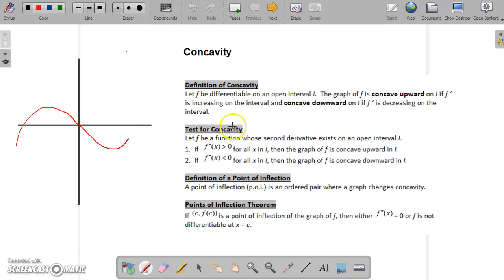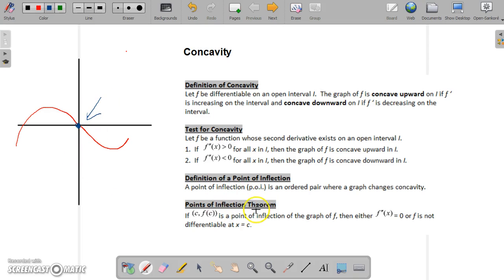So when you're testing for concavity, you're going to use the second derivative, instead of the first derivative like we did for relative max and mins. If the second derivative is greater than 0, then we have a concave upward situation on the interval. If it's less than 0, then we have concave downward in that interval. And the point of inflection is where concavity changes. So in here, this would be the point where the concavity changes, right here. That would be a point of inflection right there.